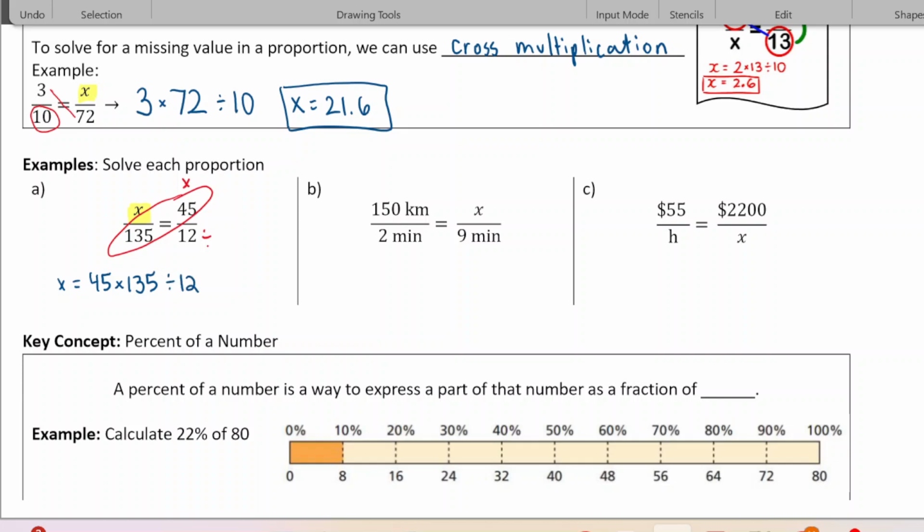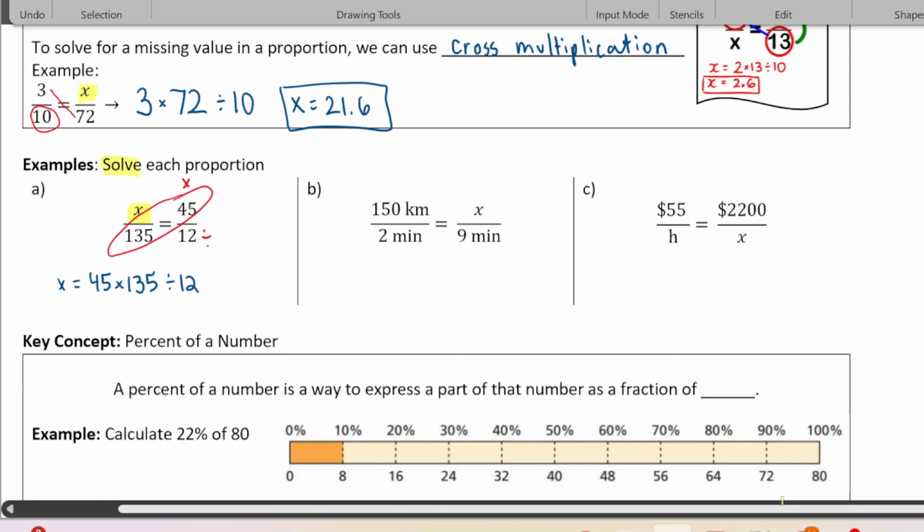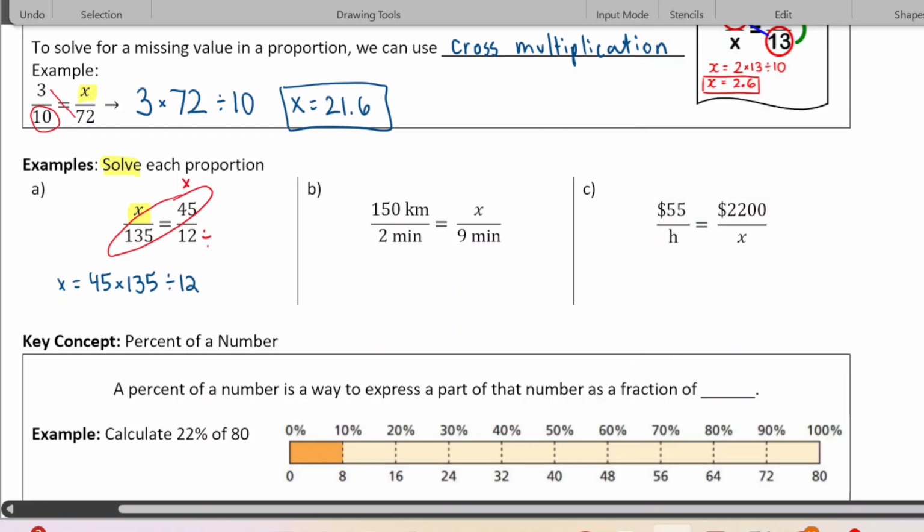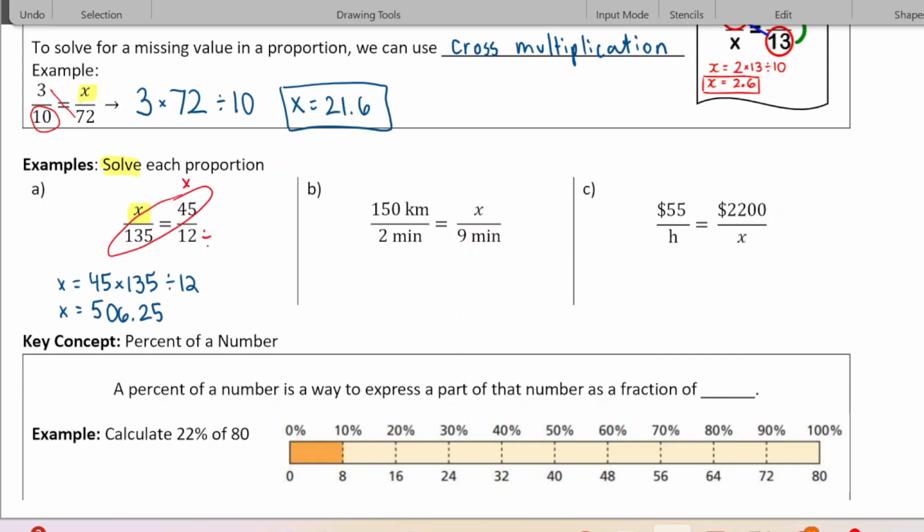I should say here too, it says solve each proportion. What solve means in math is you want to find out typically what the x value is, what the missing number is. So where you see the x, that's what we're trying to figure out. X represents a number here, and we want to solve for it. So I'm going to type this in. 45 times 135 divided by 12. And I get 506.25. No need to round there. The question doesn't ask us to, so we can just write x equals 506.25. That's my answer.